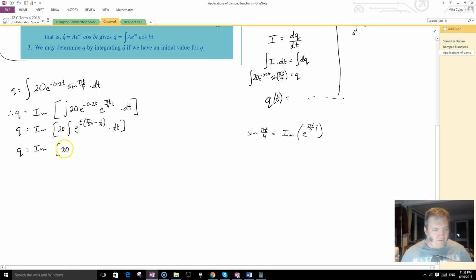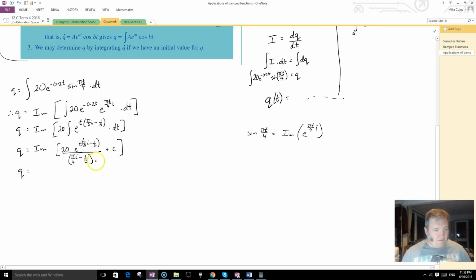Okay, what are we going to do from here? 20, we can do our integral. So the integral is e to the t times pi on 4i minus 1/5, divided by, remember we're just doing our chain rule, we would have to divide by that so that when we differentiate it, it would cancel out. So this is just going to be pi over 4i minus 1/5. I'm doing an indefinite integral, so I'll whack a little plus c on here. It's really not going to be a problem.